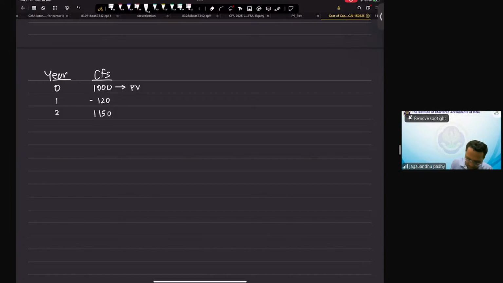Now, this typical structure of the coupon or the cash flows has two things. One is definitely getting the present value. 1,000 is the present value of the principal that you're receiving, against which you're not paying only once, you're paying twice. You're paying 120 in the first year, and you're paying 1150 in the second year. So 120 is also an amount, and 1150 is also an amount.